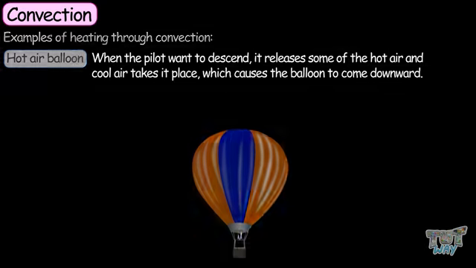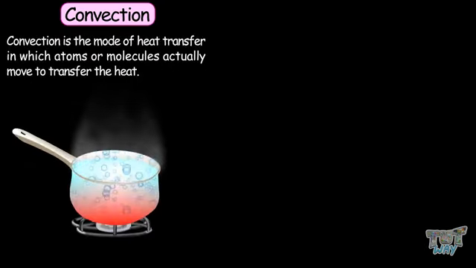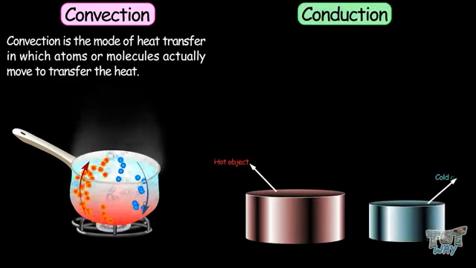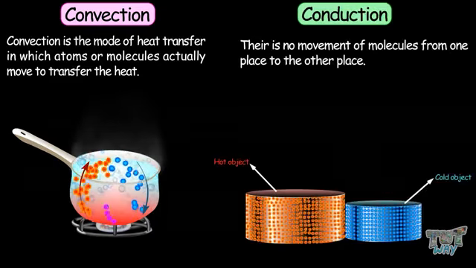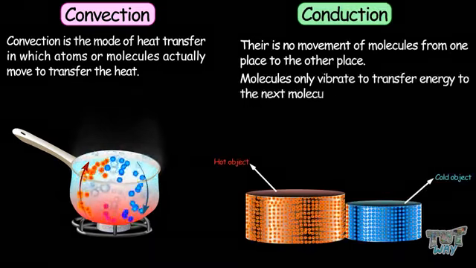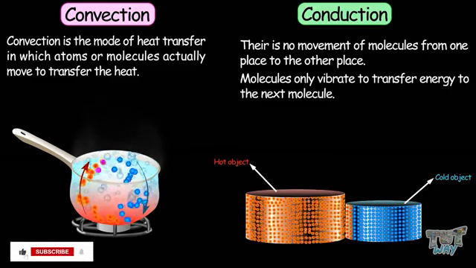Let's repeat. Convection is the mode of heat transfer in which atoms or molecules actually move to transfer the heat. And in the case of conduction, there is no movement of molecules from one place to the other. Molecules only vibrate to transfer energy to the next molecule.